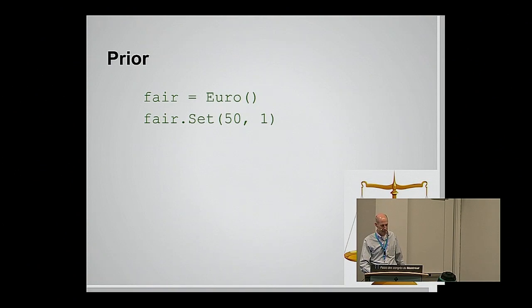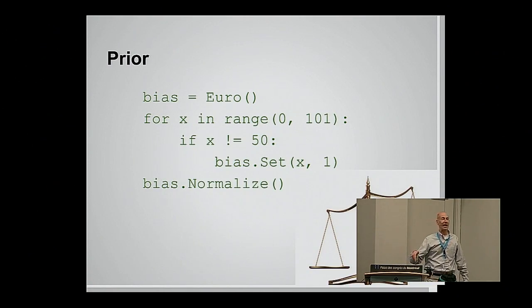So fair is going to be the suite that represents the fair hypothesis, and it only has one value in it, 50, and the probability associated with that is 100%. This is the biased hypothesis. I'm going to loop through all the values from 0 to 100. If X is not equal to 50, I'm going to put it into the suite, and then I'm going to normalize the suite. So this represents a uniform distribution for X with a little notch cut out of it that says, I don't think it's 50%.